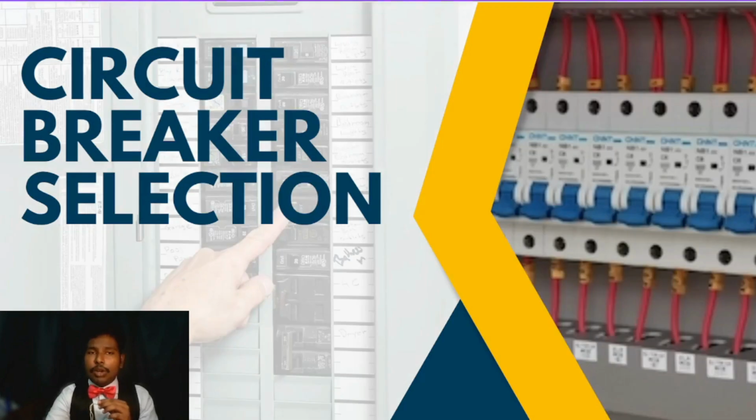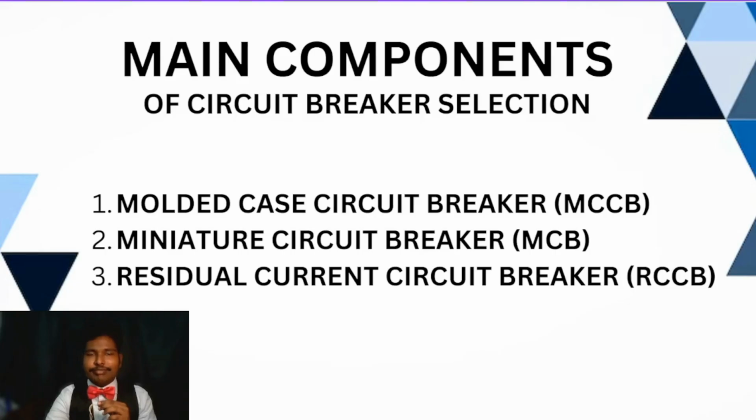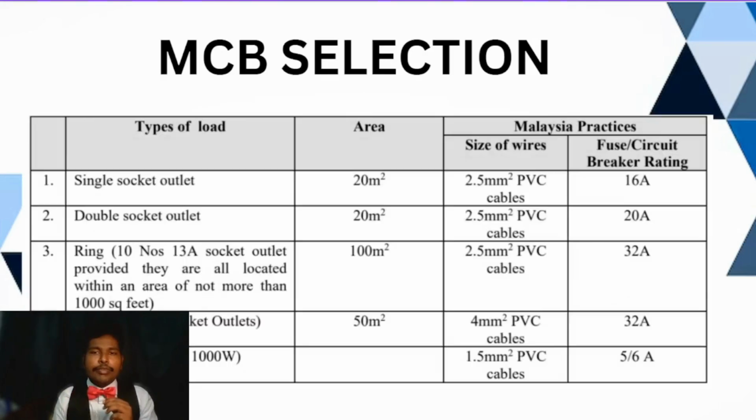So now let's talk about the circuit breaker selection. One of the main components that we considered in assessment 3, and which carried forward to assessment 4, are mainly three: MCCB, molded case circuit breaker; MCB, miniature circuit breaker; followed by the residual current circuit breaker, RCCB. So we have to refer to the standardized table of JKR specs for selection of the MCB.